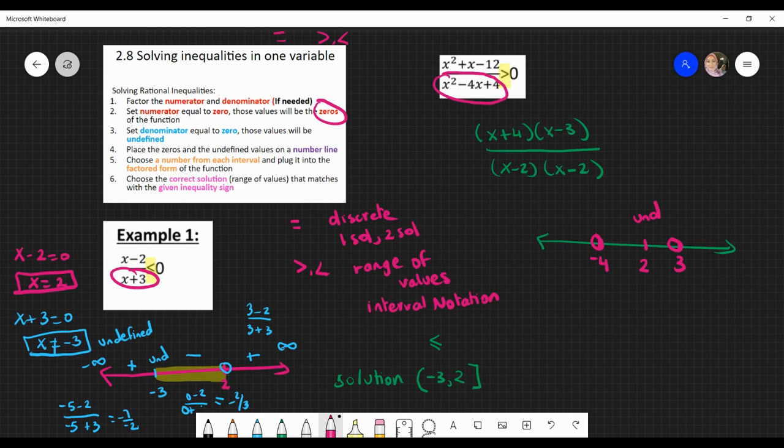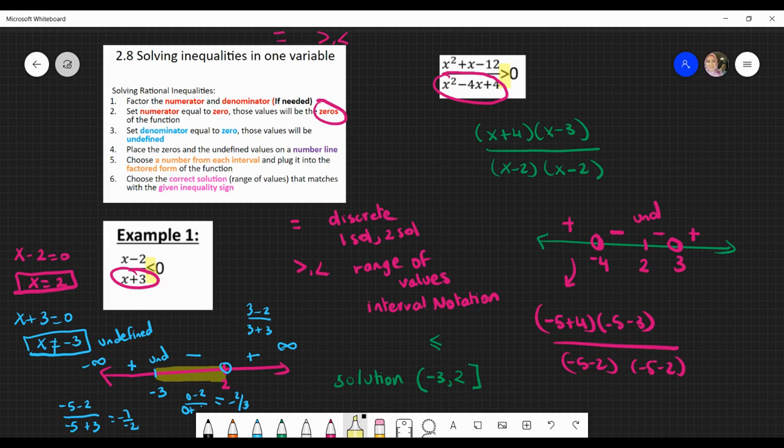And I'm going to choose a value from each interval and plug it in. You can either plug it into the factored form or the original expression. I suggest the factored form just because it's easier to see the sign. I chose -5. Negative 5 minus 2, negative 5 minus 2, and you're going to get a positive as an end result: negative, negative, positive. I'm not going to do the plug-in for all of them, but you guys can try it.